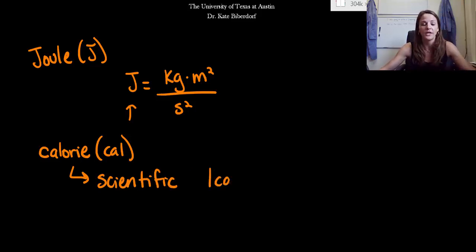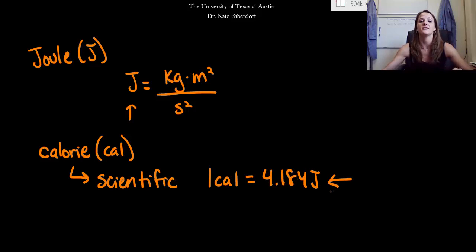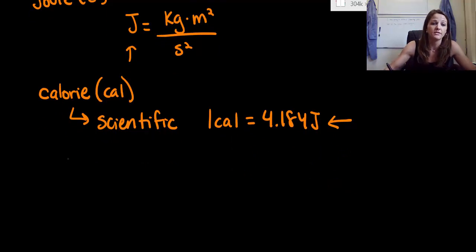Now, 1 calorie is equal to 4.184 joules. Memorize this. Get this down. It's a very, very important conversion. You must know this. Now, the reason I was very specific about lowercase c, because there's also something called a nutritional calorie. This is the one you're probably more familiar with. This is a capital C, okay?